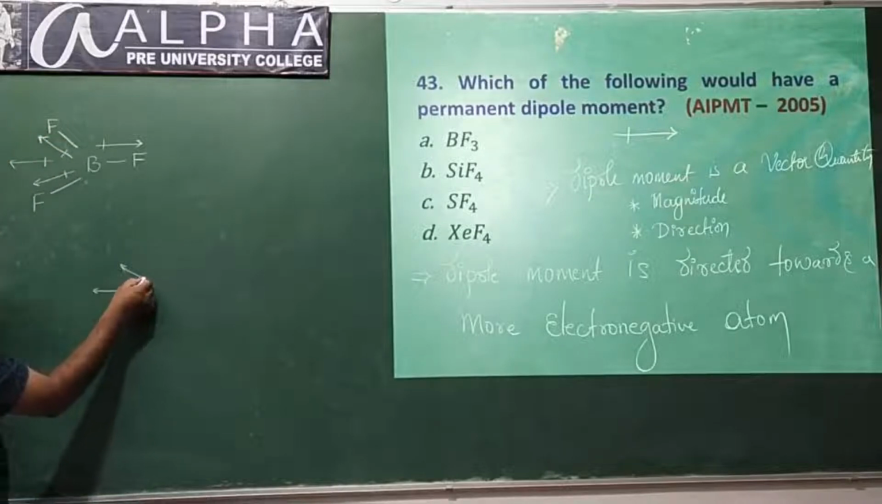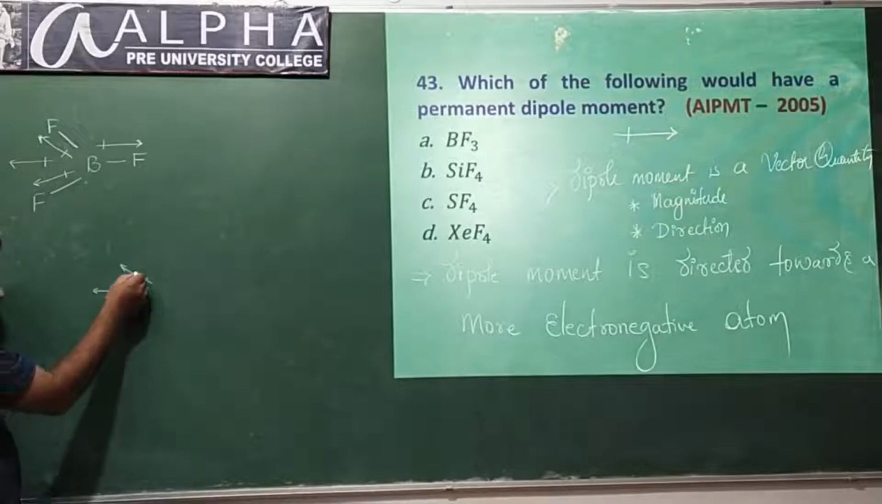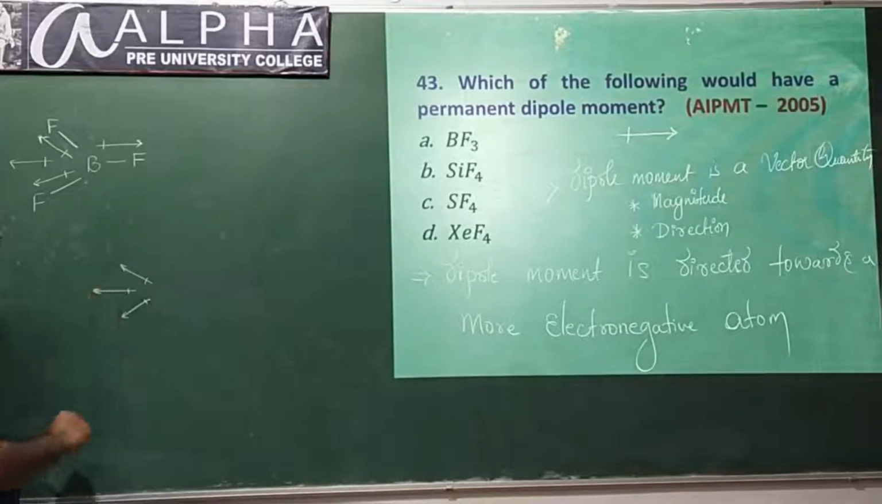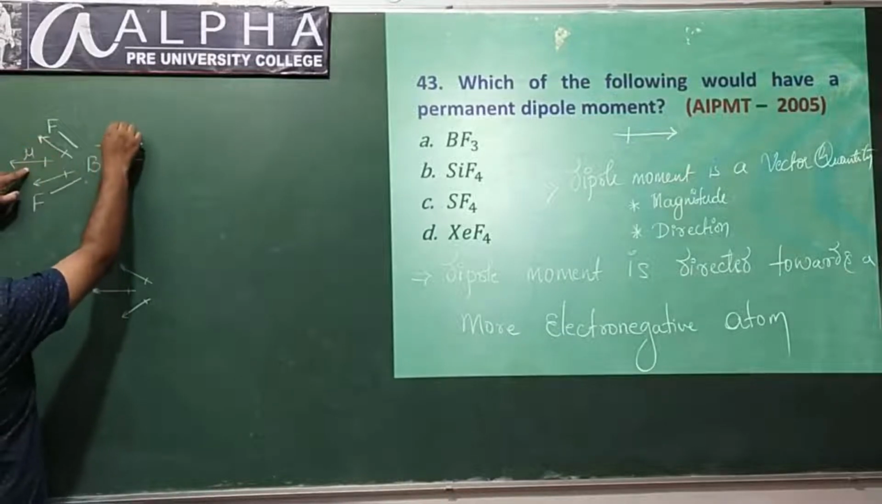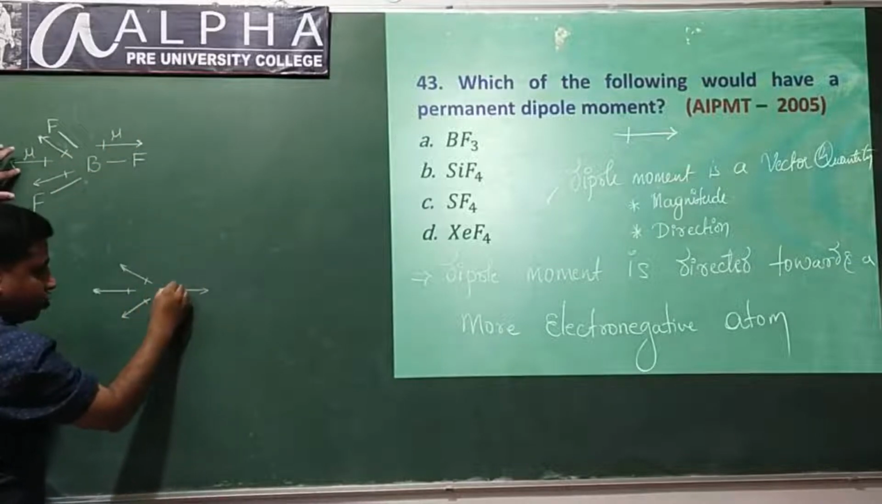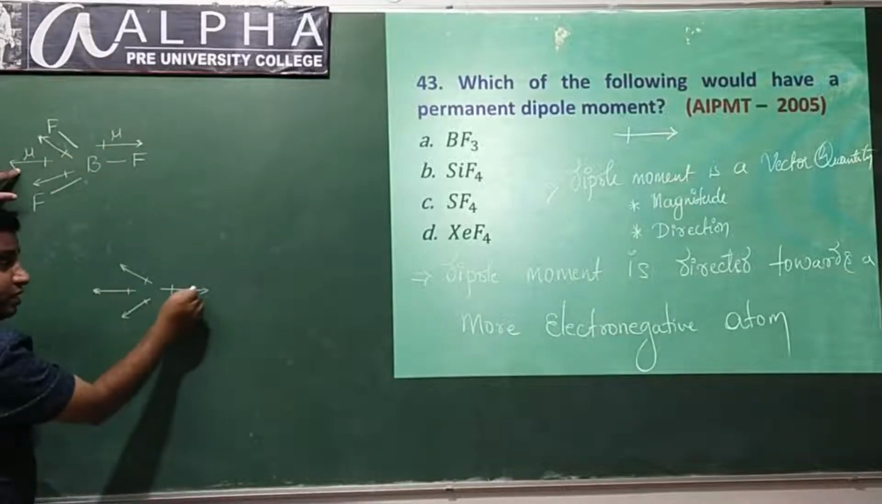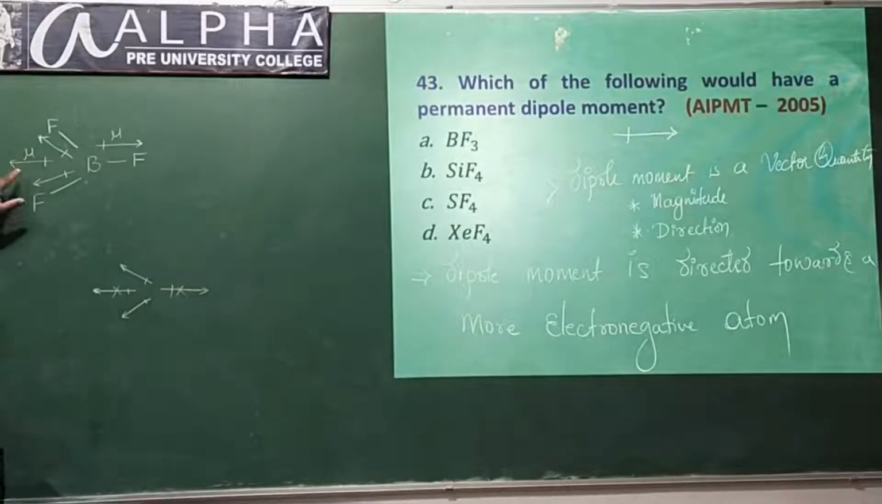So this dipole moment is in this direction, and this dipole moment is in this direction. The net dipole moment of these two dipoles will be in this direction, correct? Now observe here, this is one dipole and this is one dipole. Don't you think these two are equal and opposite dipoles? Yes, these two are equal and opposite dipoles. When these two are equal and opposite, they cancel each other. Am I correct?